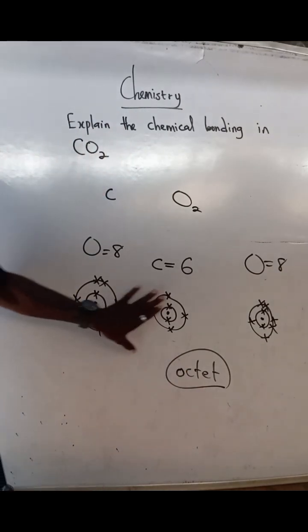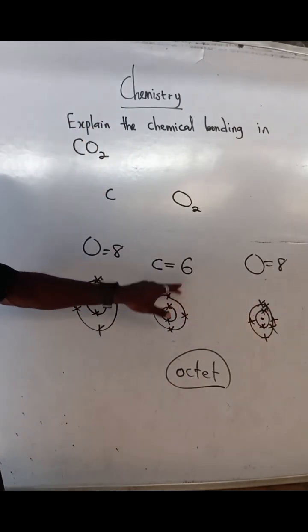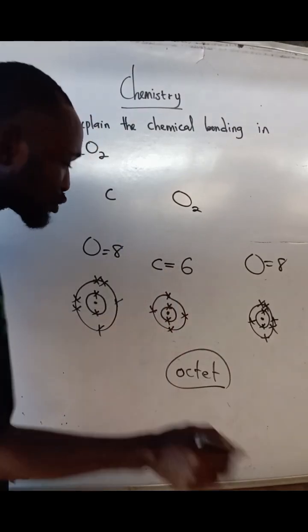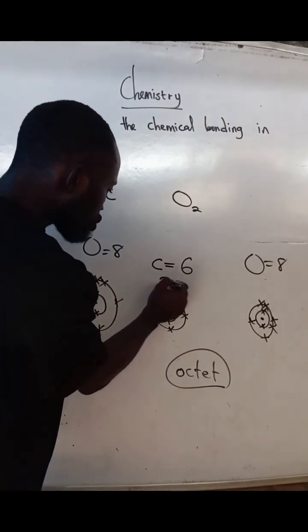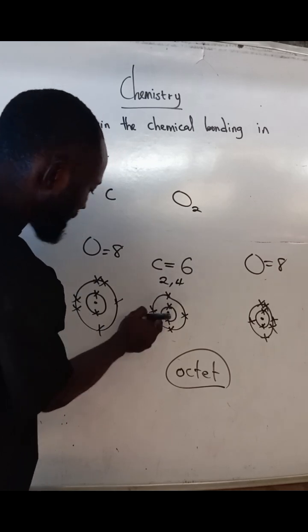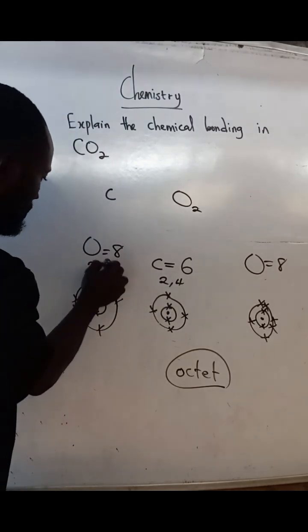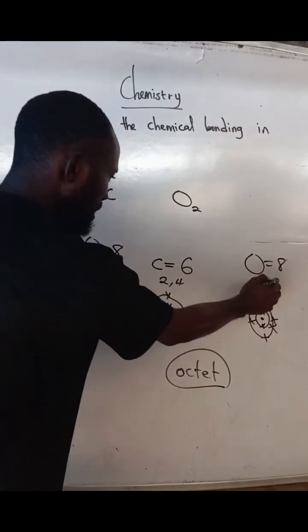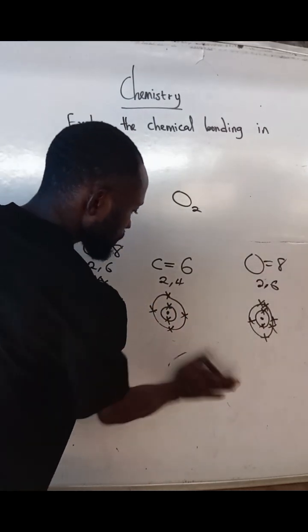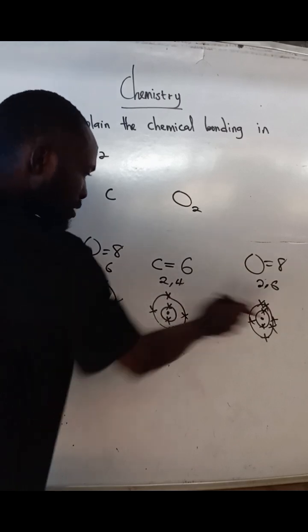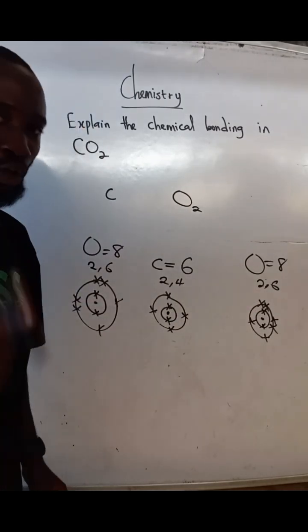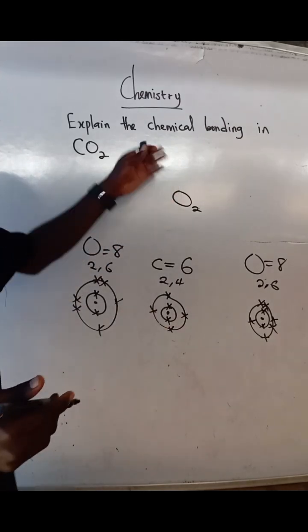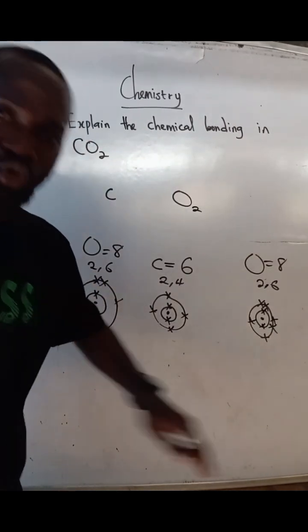Now every one of these elements, they want to have eight electrons in the outermost shell. According to this configuration, we have 2 and 4, right? 2 here, 4 outside. We have 2 and 6 here. Can you see it? 2 and 6 there. Now these ones want to look like the noble gases, which means that they want to have eight electrons in the outermost shell. So it is chemical bonding that will explain it to us.